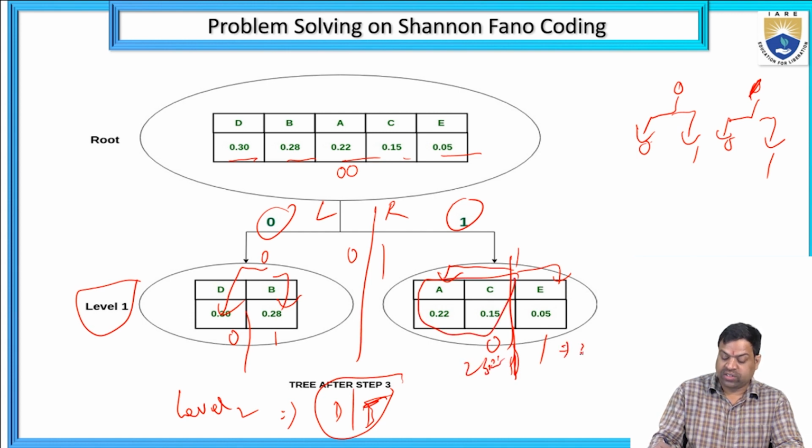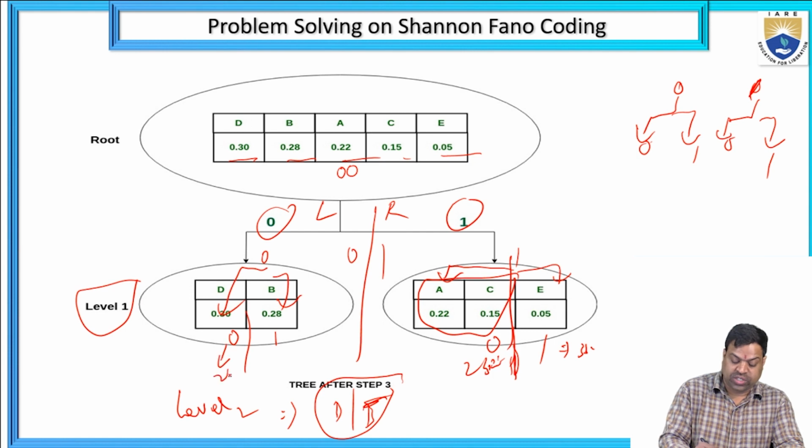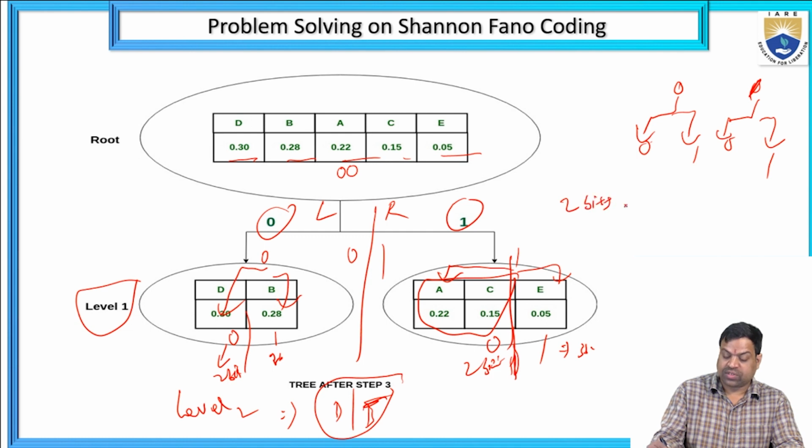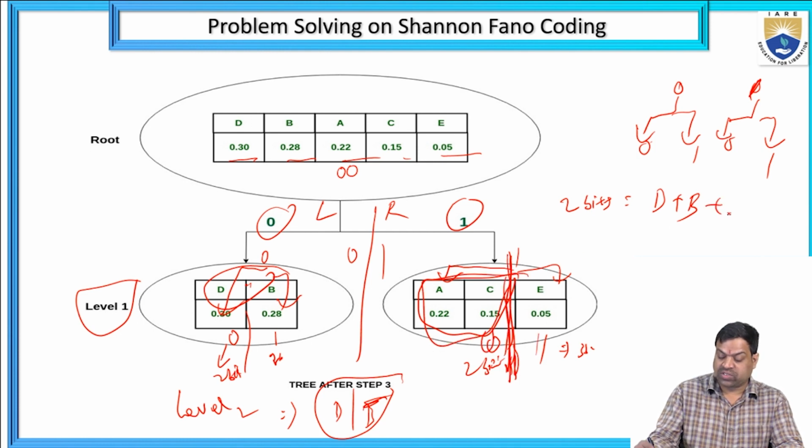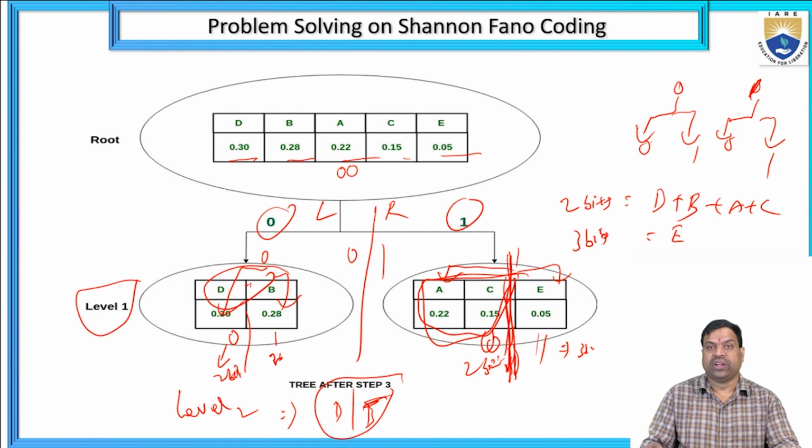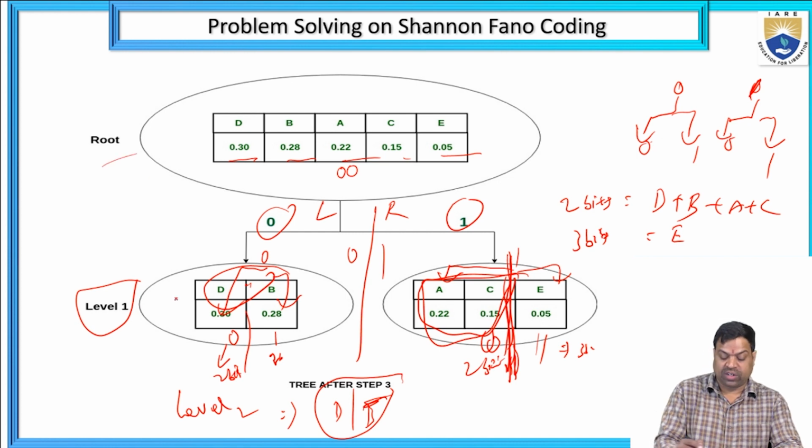Here it is a 3 bit, and it is a 2 bit, and it is a 2 bit. So how many 2 bits are there? The 2 bits are D plus these, and these are also 2 bits, because 1 is divided into 0 and 1. So A plus C are the 2 bit, and how many 3 bits are there? E is a 3 bit value. We are dividing as root, level 1, level 2.